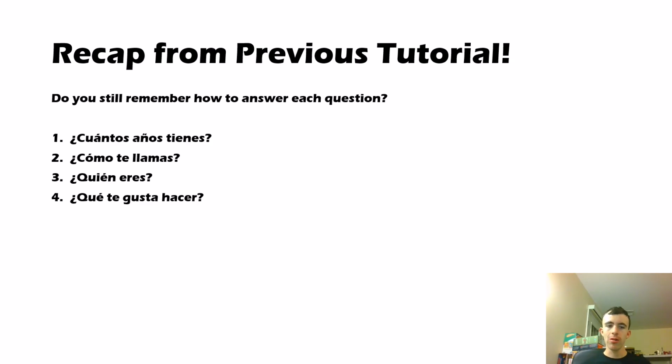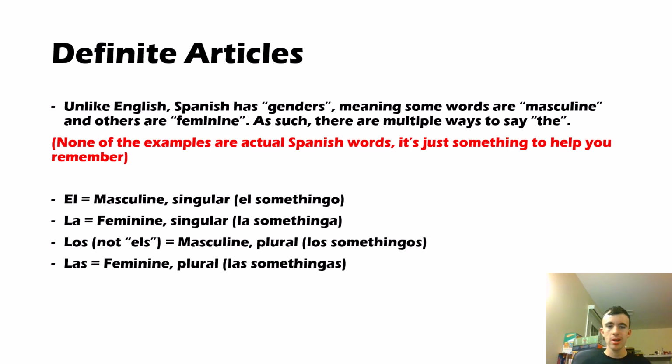So hopefully we got all 4 of these questions down, and let's move on to today's material. So here are the definite articles, and I'm sorry if I break out in laughter while narrating the slide. But unlike English, and like most other languages, Spanish has genders, which means that some words are male and others are female, or masculine and feminine if you want to get technical. So Spanish has not 1 but 4 words for the.